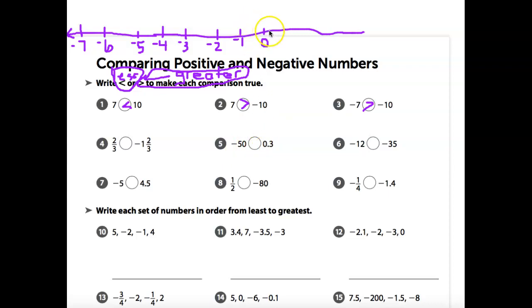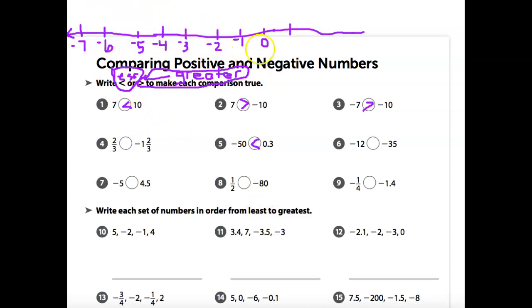So 3/10 would be about here, and here's 1. So -50, even though 50 is a big number and 3/10 is a small fraction, -50 is smaller than a positive 3/10. You see how that works? All right, good. Well, good luck with that. Give that a try, and use this number line.